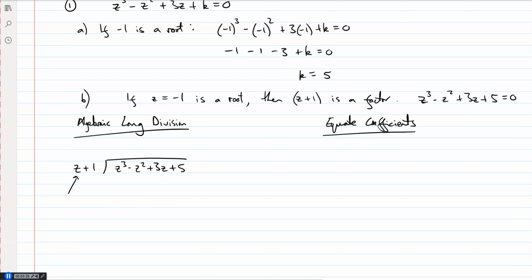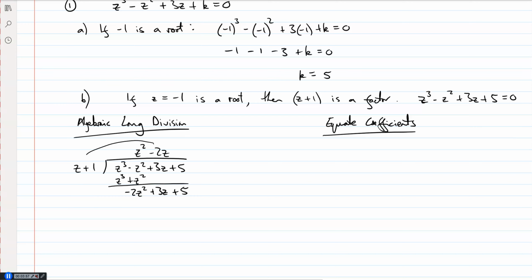So we take the z and we divide it into the z cubed. So z into z cubed goes z squared times. So we stick that on the top, and then we're multiplying both of these by z squared. So z squared times z cubed is z cubed. z squared times 1 is z squared. And subtract, z cubes cancel. Minus z squared minus z squared is minus 2z squared. The 3z and the 5 drop through. And then we do the same, z into this, which is minus 2z.